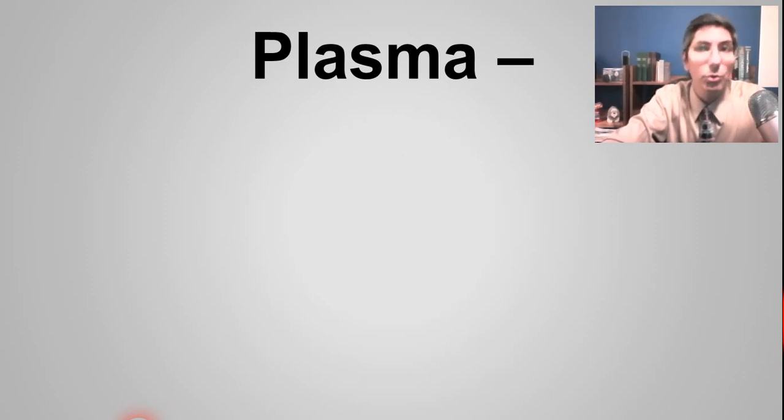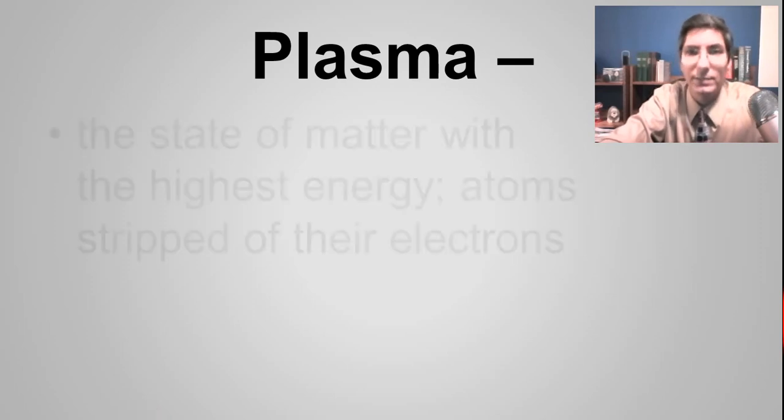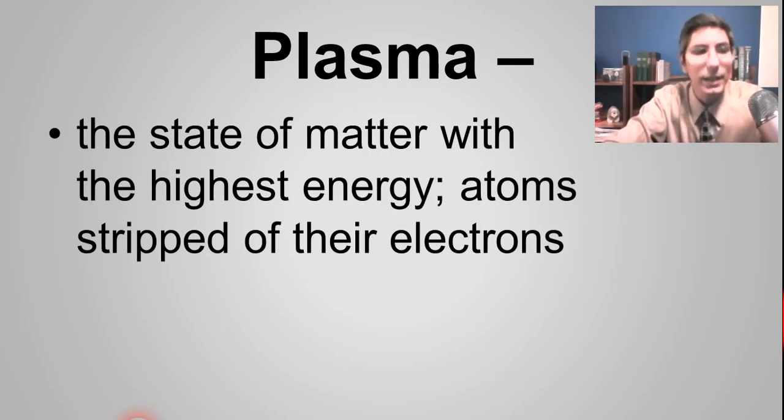Now, those are the three main states of matter. Those aren't the only ones. We can talk about plasmas. You may have heard of plasmas before. This is the state of matter that has a really high energy. Usually, we can say it has the highest energy. It's essentially an electrified gas where atoms have been stripped of their electrons.